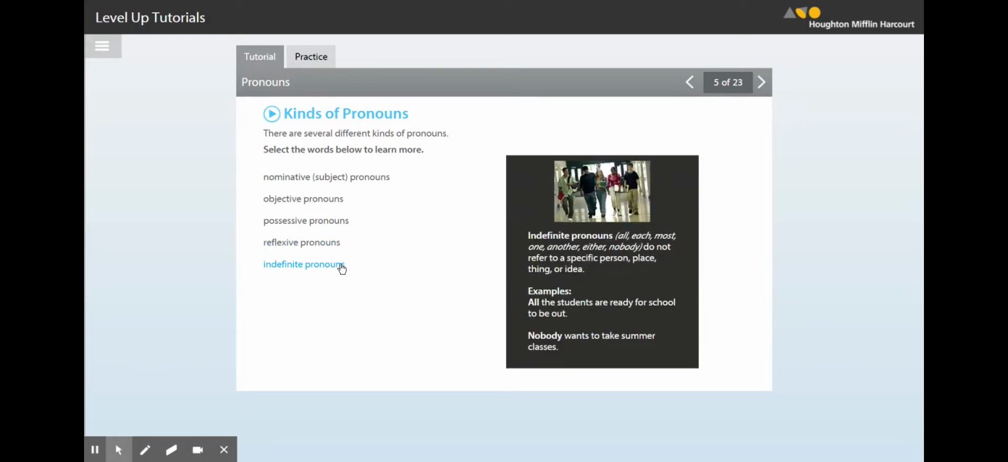Finally, indefinite pronouns do not refer to a specific person, place, thing, or idea. Examples being all, each, most, one, another, either, nobody. Some example sentences: all the students are ready for school to be out. Nobody wants to take summer classes.